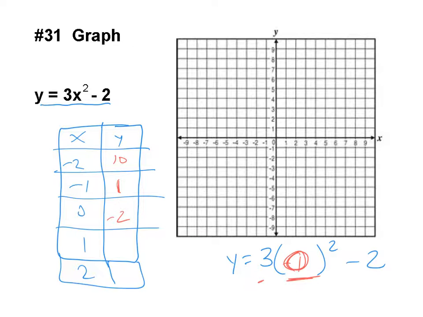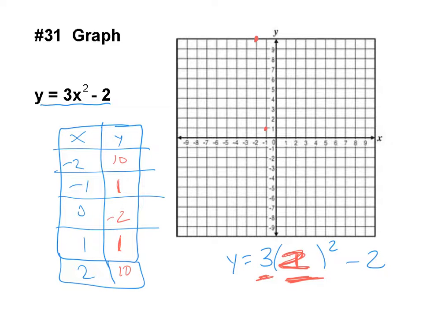If I erase that and I put a positive 2 in there, or positive 1 we'll do first. 1 squared is 1, times 3 is 3, minus 2 is 1, right? And if I put a positive 2 in there, 2 squared is 4, times 3 is 12, minus 2 is 10. And then when you graph this thing, negative 2, 10 would be way up here.